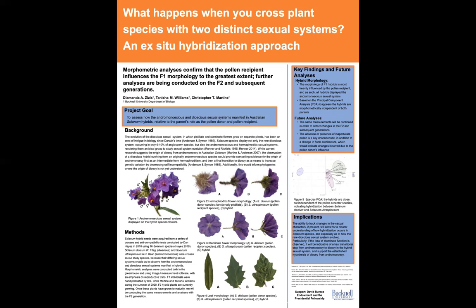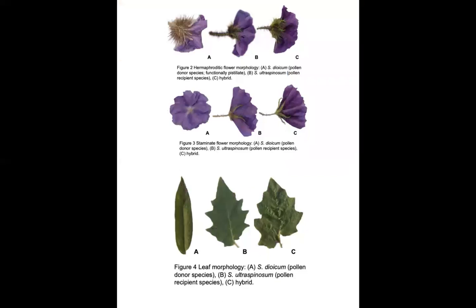While all crosses with Solanum dioicum as the pollen recipient failed to produce viable seed, crosses where Solanum ultraspinosum was the pollen recipient resulted in high rates of success. In figures 2 through 4, all diagrams labeled A show the pollen donor morphology, while B shows the pollen recipient's morphology, and C shows the F1 hybrid morphology.